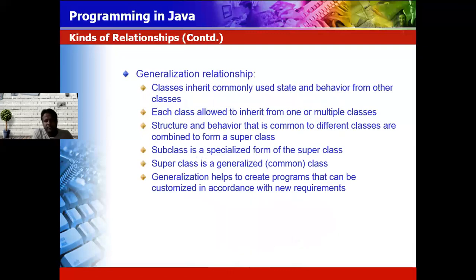Generalization relationship. Classes inherit commonly used state and behavior from other classes. Each class is allowed to inherit from one or multiple classes. The first point is saying that classes inherit commonly used state and behavior from other classes.